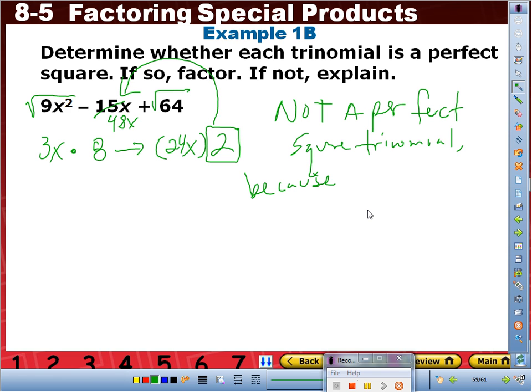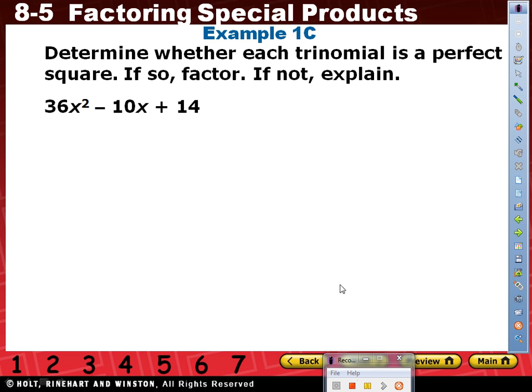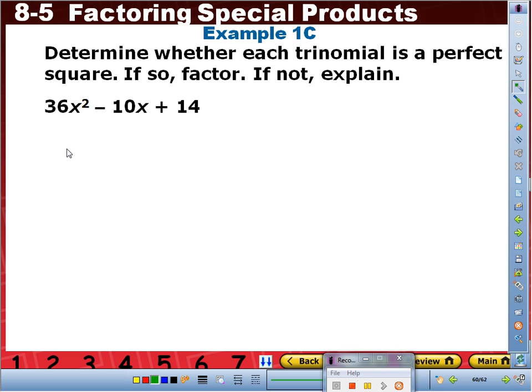Okay, copy this next one, please. Example 1C. I just want to see if you see what I see. Example 1C. 36x squared minus 10x plus 14. Do that one by yourself. Go. That is correct. So this one is not a perfect square trinomial. Check this out. This one is 6x. This one, can we find a perfect square from that one? No. That's why that's not a perfect square trinomial.